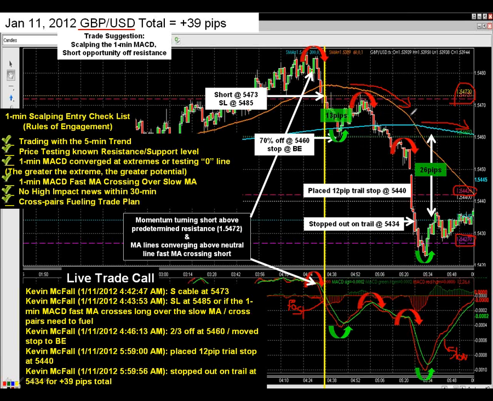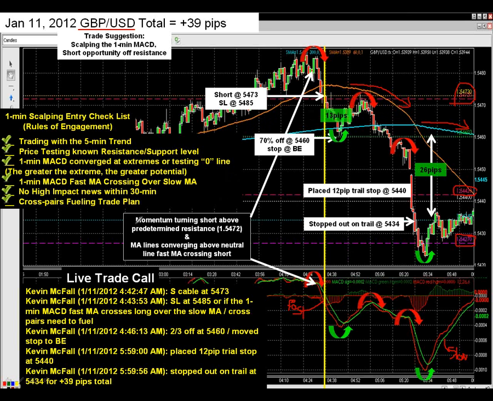Well, we know the trend is to the short side on cable at this particular time because both our trend lines are moving short. We particularly watch the blue line, which equates to a 5-minute trend, even though it's a 300 SMA on the 1-minute time frame. And so we look at this as our overall trend for scalping. And then we wait for resistance to get tested.